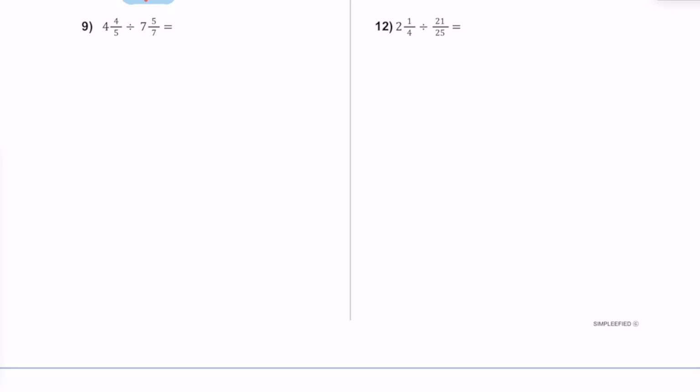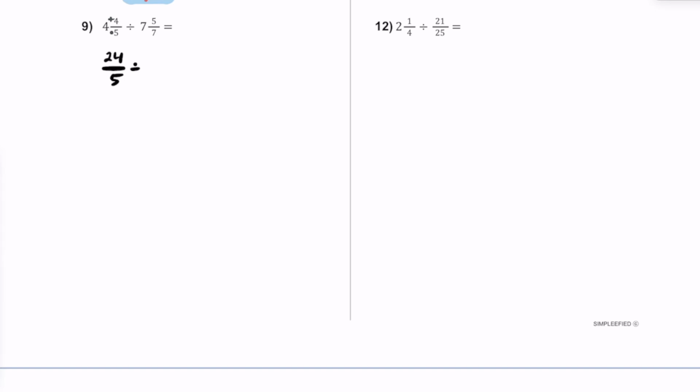For number 9, we have a mixed number divided by another mixed number. So we have to do one more step here. I know, I'm sorry. But let's go ahead and do big bottom times the whole number plus the top here. So for this first fraction, 4 times 5 is 20, plus 4 is going to be 24. So we're looking at 24 over 5.